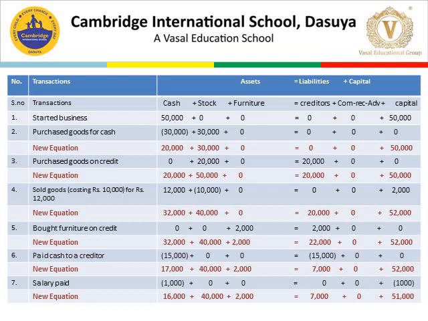Now number 5, bought furniture on credit. Now we have bought furniture on credit, so there is no effect on cash, so we will write 0. No effect on stock, we will write 0. There is effect on furniture because we bought furniture for 2,000. So now we are writing under furniture 2,000. The furniture is bought on credit, so creditor will also increase. We will write under the creditor 2,000. There is no effect on capital.